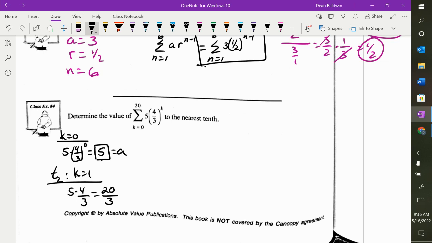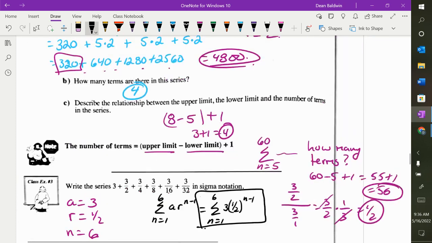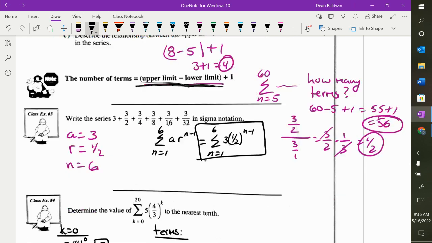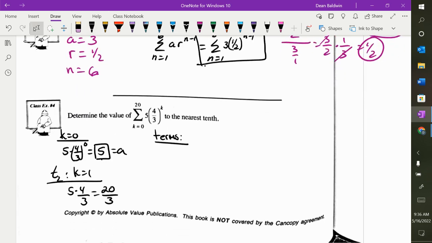We're going to sum this series. So we need to figure out the number of terms. How many terms are there? What do you do to find terms? Upper minus lower plus 1. So there's 21 terms because it's 20 minus 0 plus 1. So there's 21 terms. So that's n. So we've got n, we've got A.